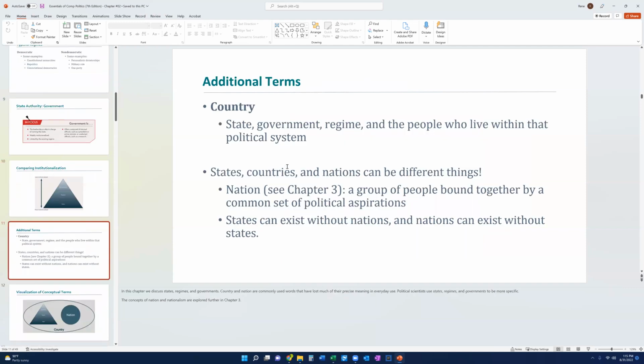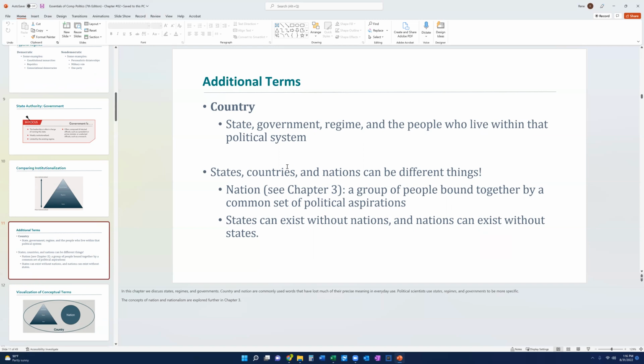The textbook also wants to emphasize the definition of the word country. Country is the state, government, regime, and the people who live within that political system. Okay. And it's going to include the state, the government, the regime, as well as the people who live in the political system of that area.